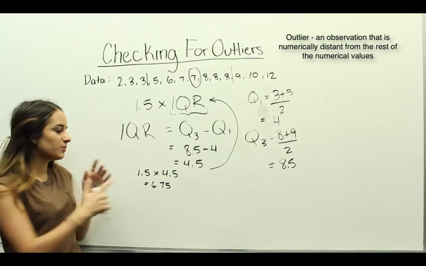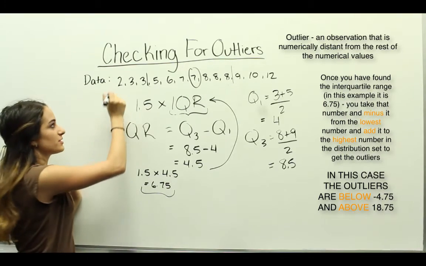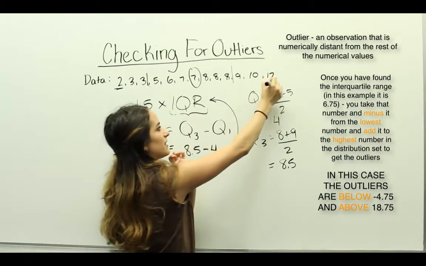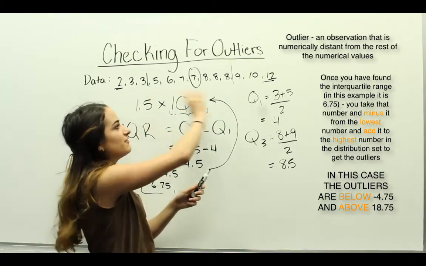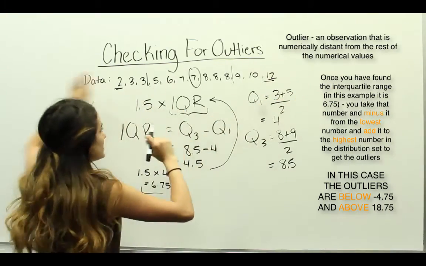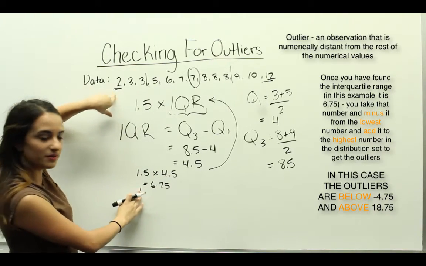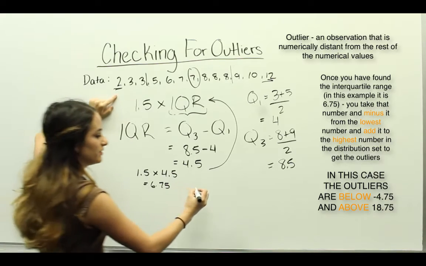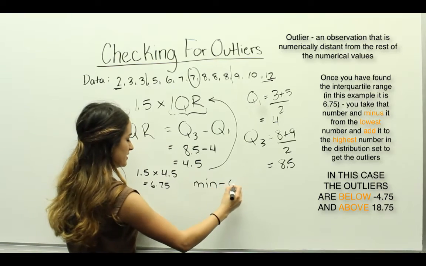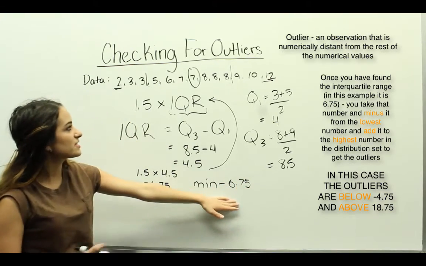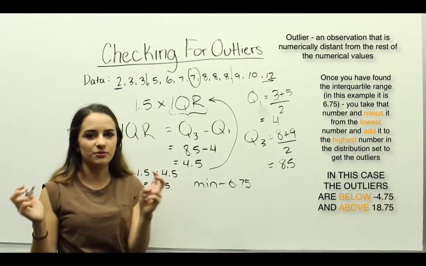And so what you do now with this value is you take the minimum, which we would determine to be 2 because this is in order, and the maximum, and you use this value to determine outliers. Because an outlier is just a value that's so far out of this data set that it's considered an outlier. So to find the minimum outlier, you take the minimum value and subtract this number, the 6.75. And you want to subtract it because you want to see how far to the left a number could go before it's considered an outlier.